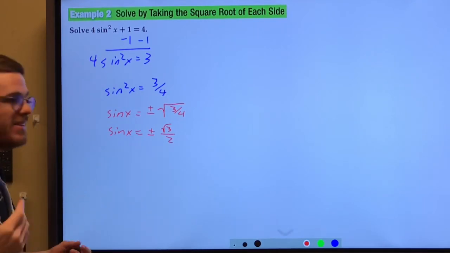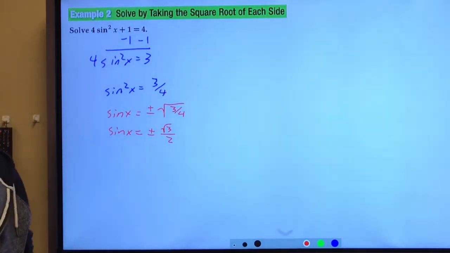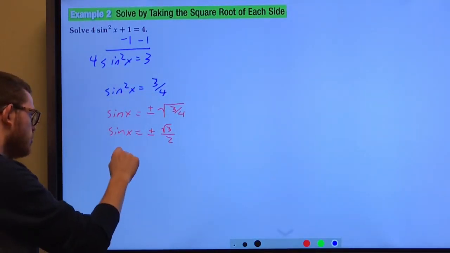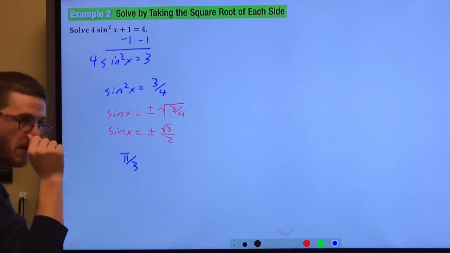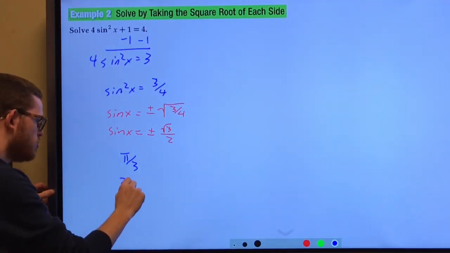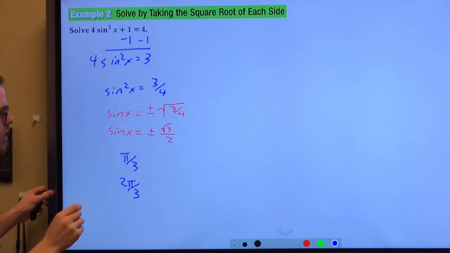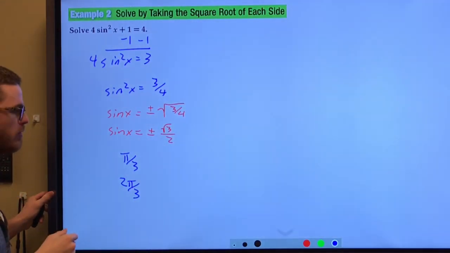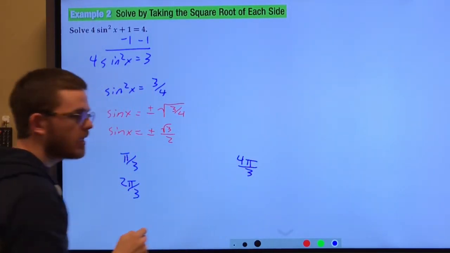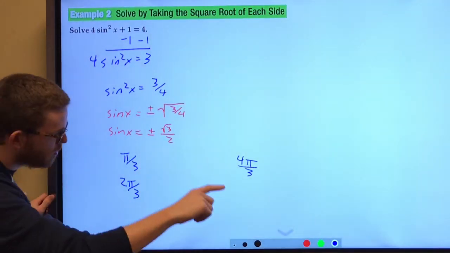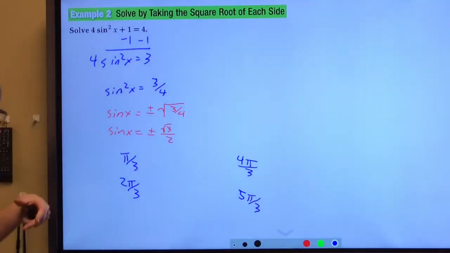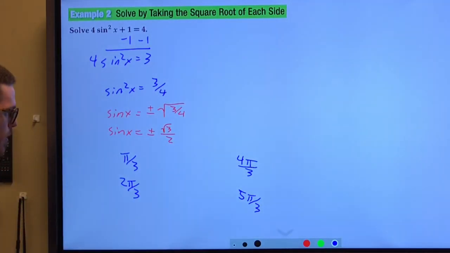So think about when sine is positive or negative square root of 3 over 2. Well, positive square root of 3 over 2 we could get with pi over 3. We could also get positive square root of 3 over 2 at 2 pi over 3. And then negative square root of 3 over 2 we could get at 4 pi over 3. And we could also get negative square root of 3 over 2 at 5 pi over 3. So I'm thinking back to that unit circle, I'm evaluating that out.